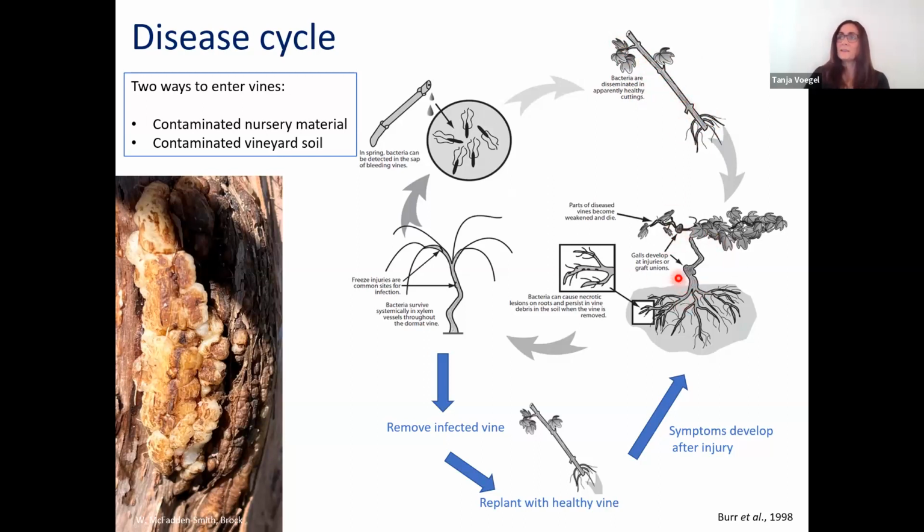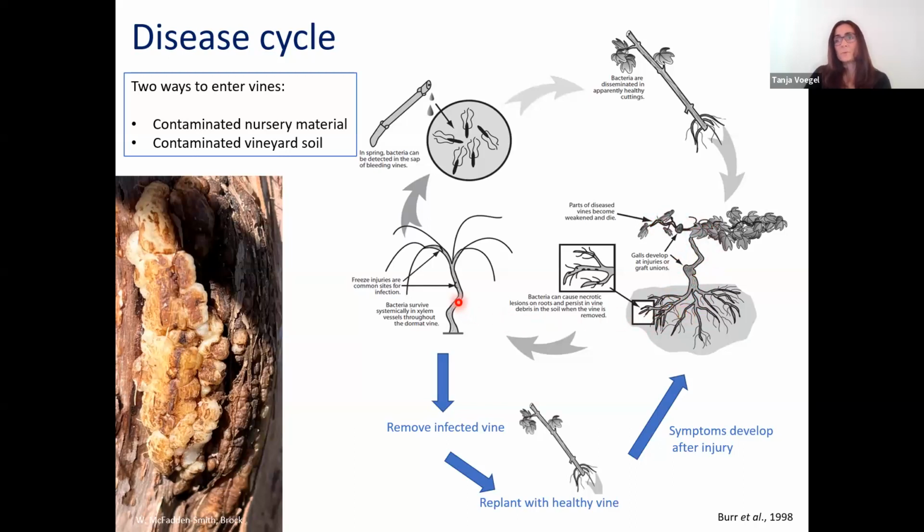Upon planting, the vine grows, and then any type of injury that can happen to the vine can then start the formation of galls. So injuries can be anything, for example, disbudding, grafting, mechanical injuries through some of the machinery that's being used. But mostly it's freeze injury. So bacteria will move towards the sites where the wound has occurred, and then galls will develop, and bacteria will also distribute throughout the vine.